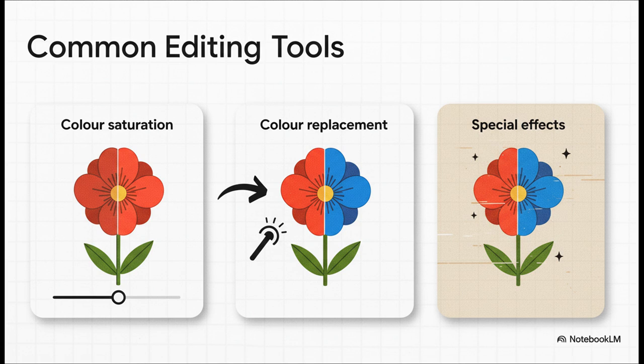But you can do other wild stuff too, like color replacement. Imagine changing a red rose to a blue one. Or you can add special effects and filters that give your photo a cool vintage vibe or a slick, futuristic glow. Think of editing as your personal digital darkroom.